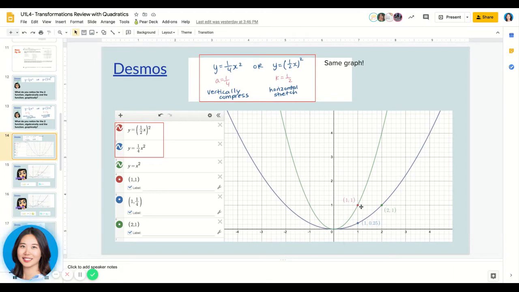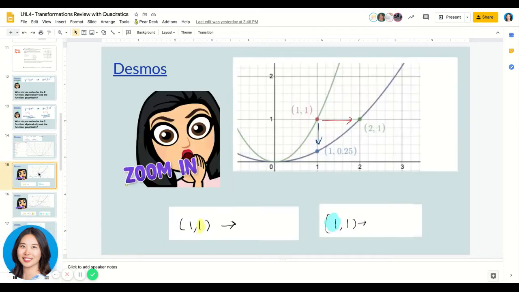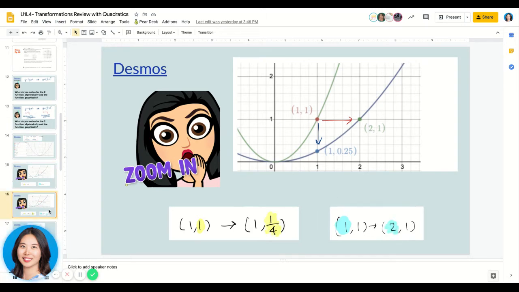But you can also look at it horizontally. You can look at it as if you're horizontally stretching. So either way, depending on which way you're looking at it, the vertical compression and the horizontal stretch are very, very similar. It depends on how you're looking at it. So let's look at the values themselves. The (1, 1) becomes two different coordinates depending on which way you're looking at it. When you are looking at the changes in y, the 1 is becoming a 0.25. Therefore, this number is becoming smaller. And when you're looking at it horizontally, this x value is changing and becoming bigger. And so this is what I mean.